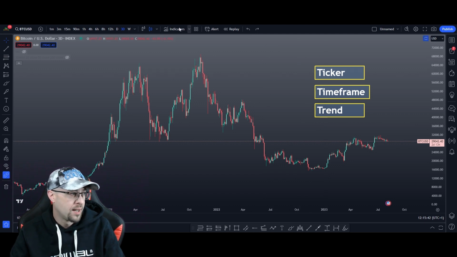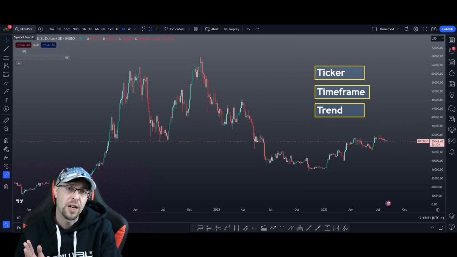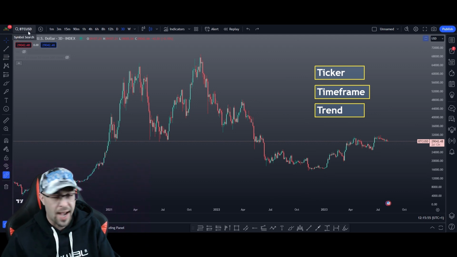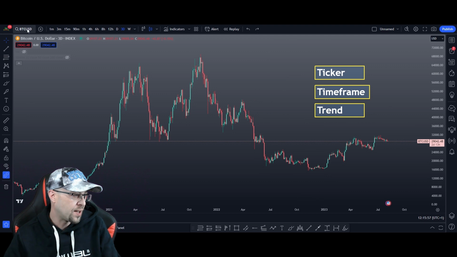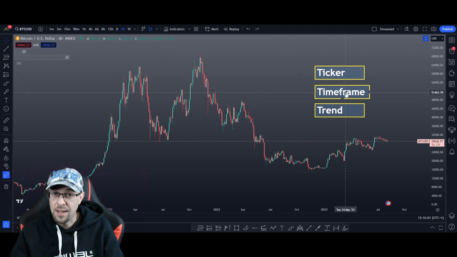So ticker, you see here Bitcoin, and that's BTC. So if you were trading Cardano, the ticker is ADA. So each currency has a ticker associated with it, similar to the stock market. You've got Apple and AAPL. So it's the same for this. That's the first thing that you're looking for, is the ticker. The next thing is the time frame.